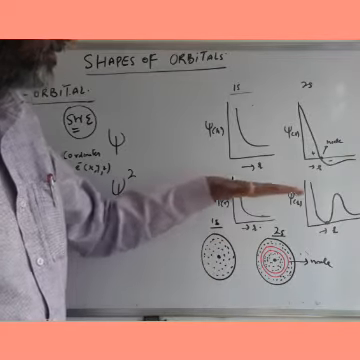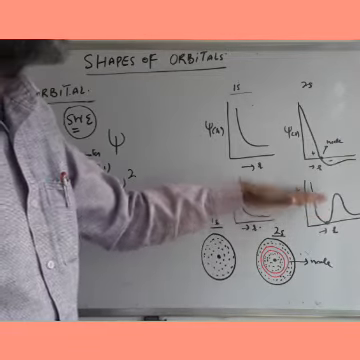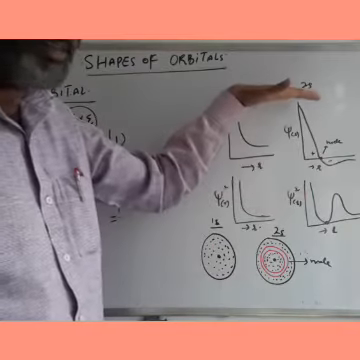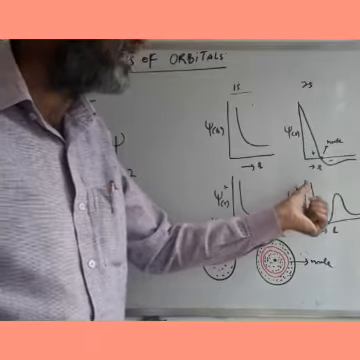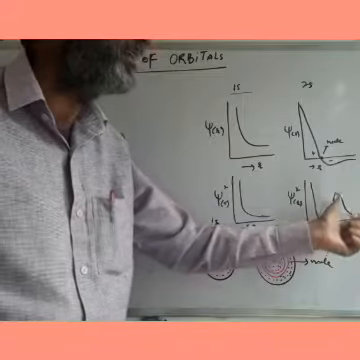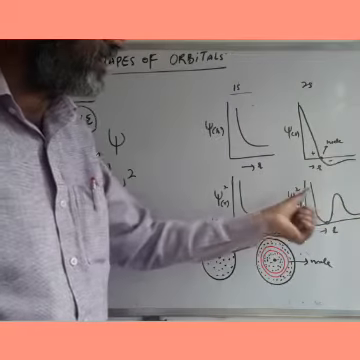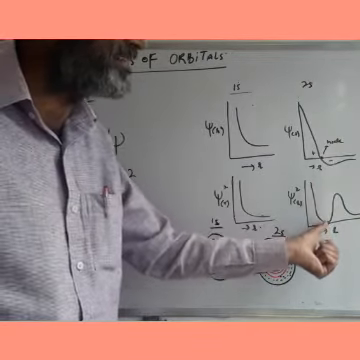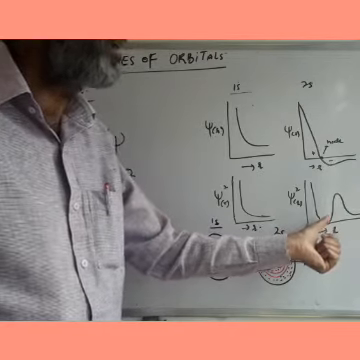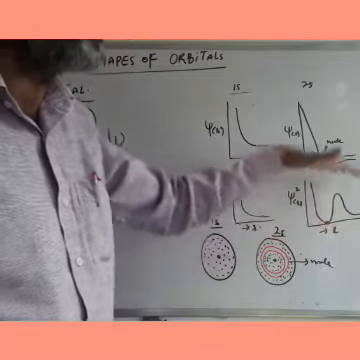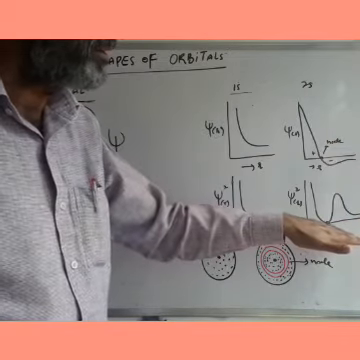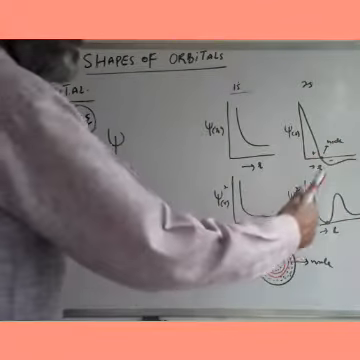If we look at the 2s orbital, what happens to the 2s electron? The probability of the 2s electron is maximum near the nucleus. So when we move away from the nucleus, the probability of the electron decreases. It reaches 0. After that it again increases, and then again decreases with the distance from the nucleus.